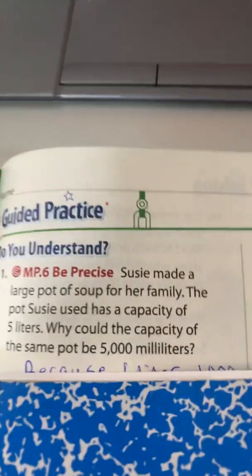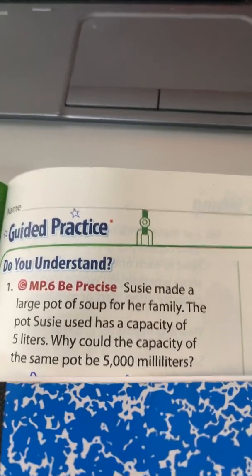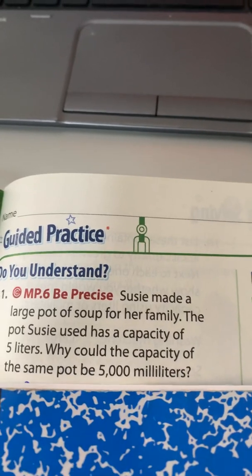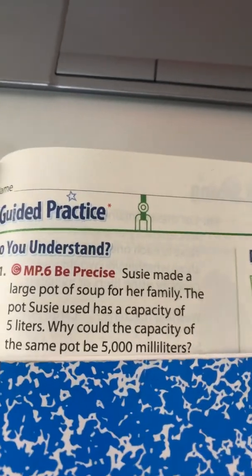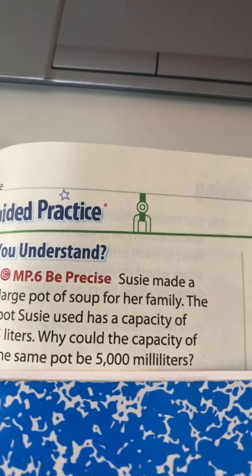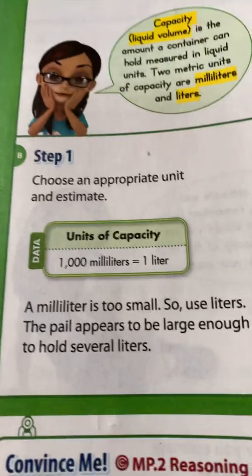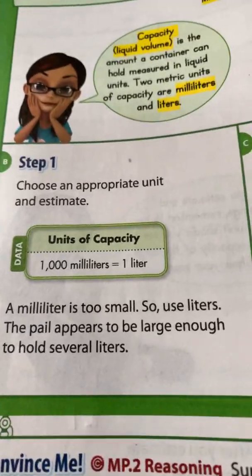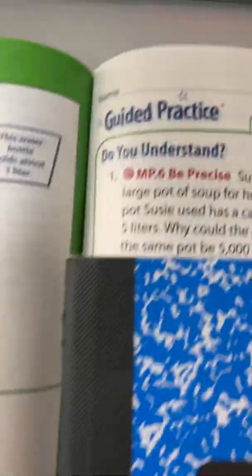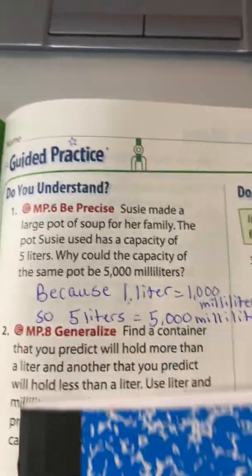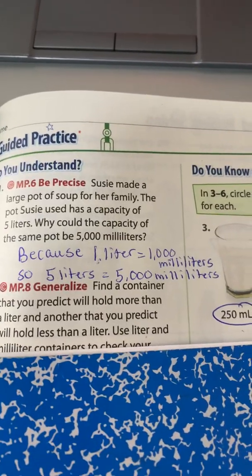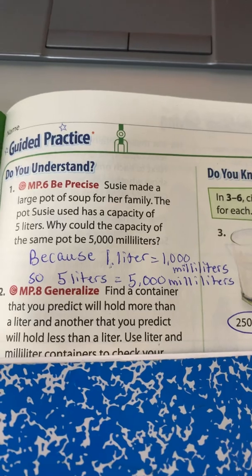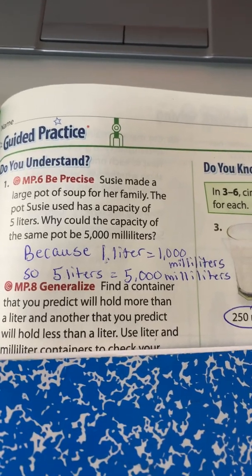Number 1 up here. Susie made a large pot of soup for her family. The pot Susie used has a capacity of 5 liters. Why would the capacity of the same pot be 5,000 milliliters? Well, we know that 1 liter equals 1,000 milliliters. So if that's the case and we have 5 liters now, we know it's going to be 5,000 milliliters. Because 1 liter equals 1,000 milliliters, so 5 liters equals 5,000 milliliters.